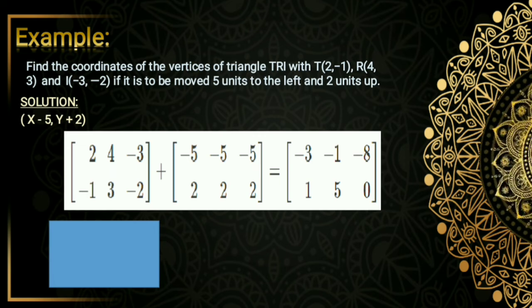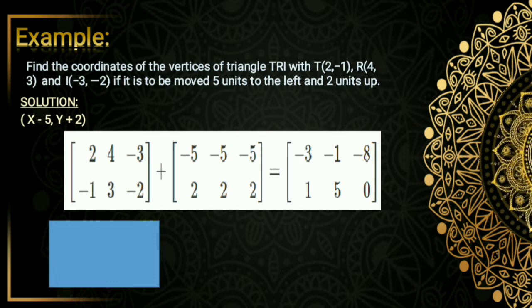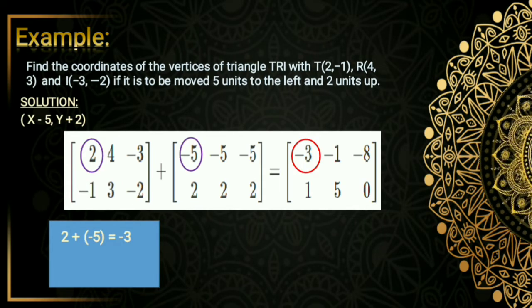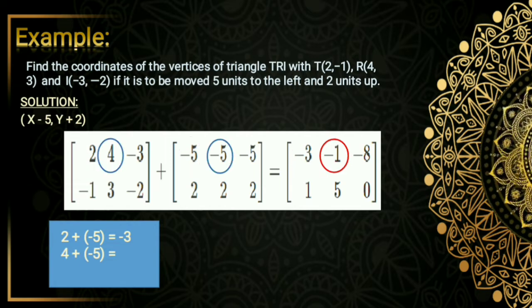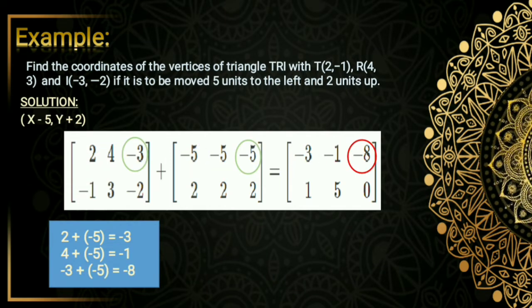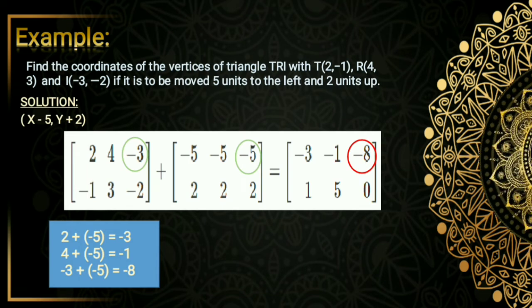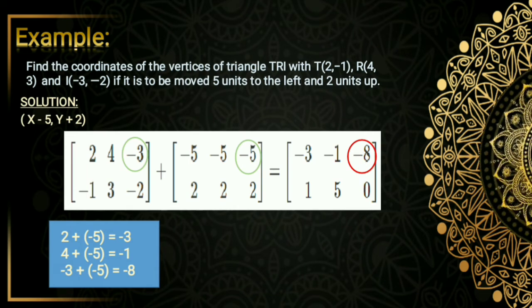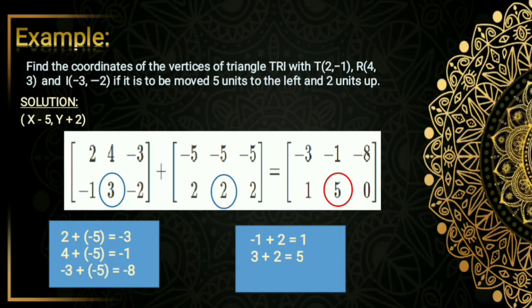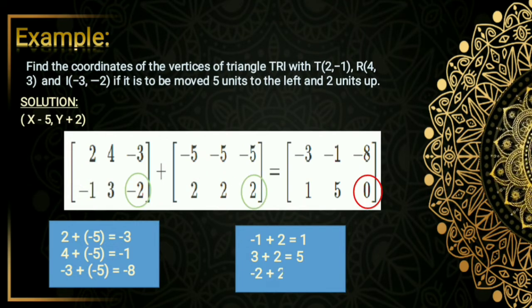Now, to compute this, we will just follow x minus 5, which is the translation of the triangle 5 units to the left, and y plus 2, which is the translation of our triangle up. Thus, we'll just add 2 plus negative 5, which is equal to negative 3, then 4 plus negative 5 is equal to negative 1, then negative 3 plus negative 5, we will have negative 8. Then we will do row 2, so 1 plus 2 is equal to 3, 3 plus 2, we will have 5, then negative 2 plus 2, we will have 0.